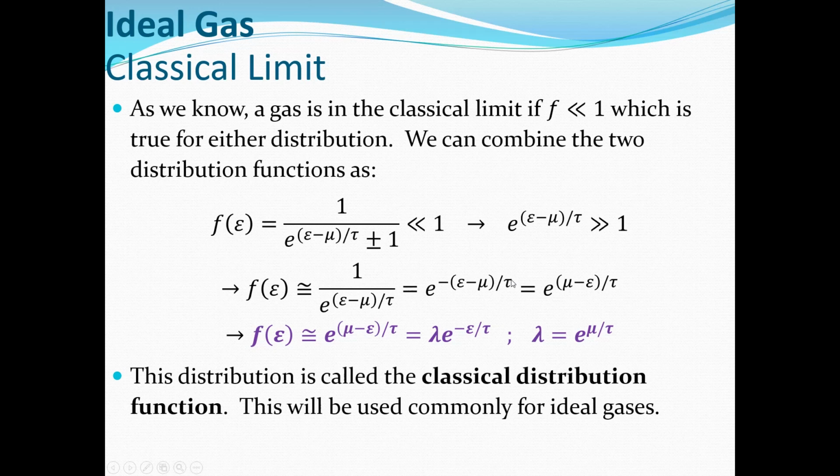So this is what they sometimes call the classical distribution function. So now we have three different distribution functions depending on whether we're in the quantum realm or the classical realm, whether we're talking about ideal gases or if we're specifying bosons and fermions. All right, we'll keep going for a little bit.